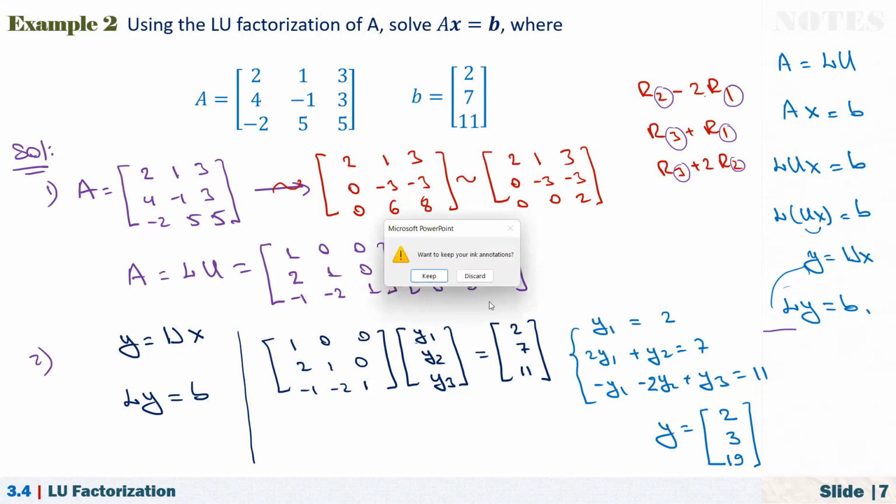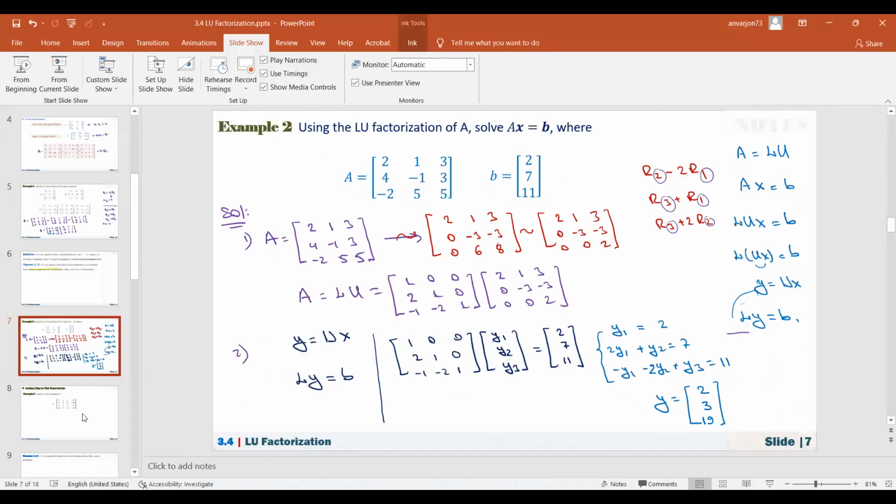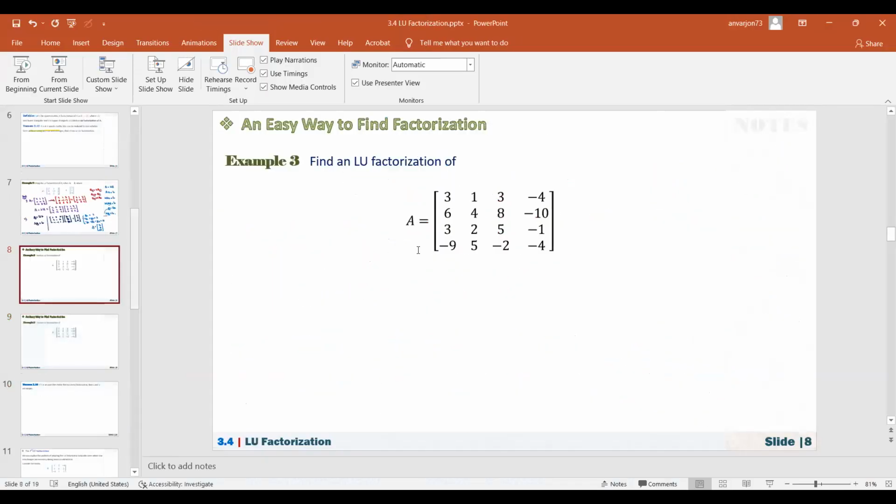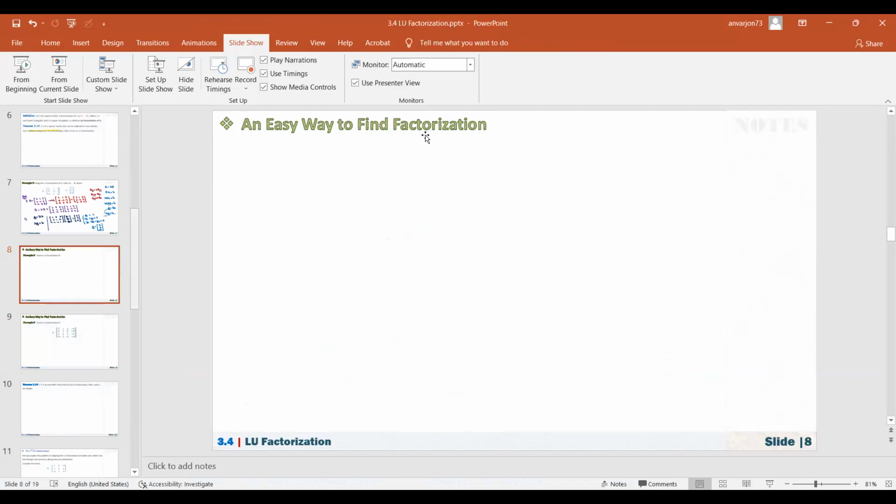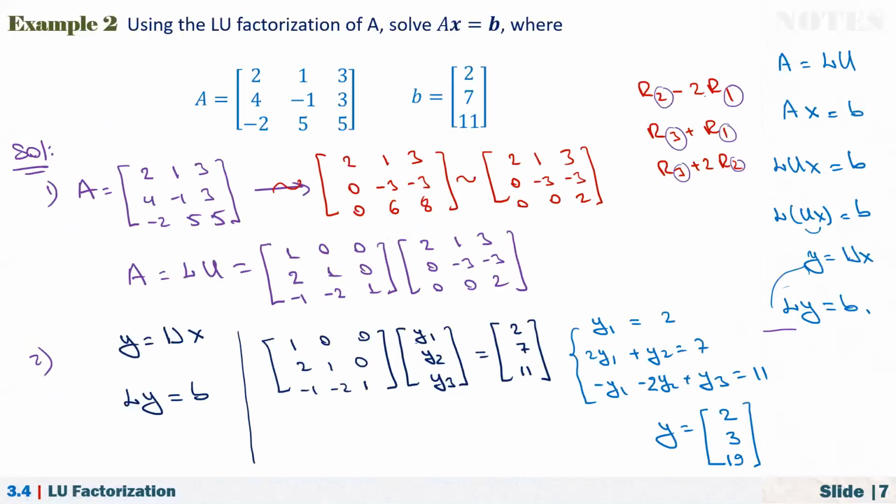This I need another slide. Unfortunately, it couldn't fit here. Okay, so let me just keep in mind 2, 3, 19. So y is equal to 2 and 3 and 19, right? So we're talking about this thing, right? L times y is equal to b. And what is y? Y is equal to u times x. So now we know u. So now I'm going to write this equation to find x, because in our equation we need to find x.